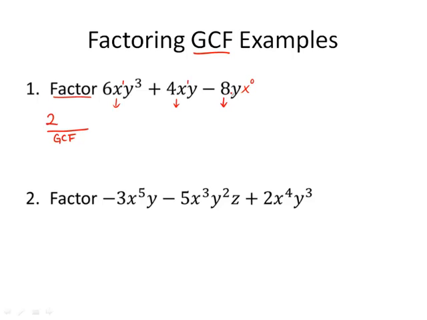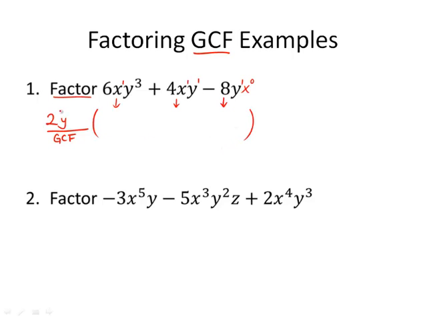Therefore, no x's are coming out into the greatest common factor because you cannot divide all three of them by x, because you'd be left with an x in the denominator, which you don't want. We want to keep these polynomials. So no x factors out. However, let's look at the y's. There's 3 y's in the first term, 1 y in the second, and 1 y in the third. So we can divide all 3 by a y. We can factor out a y. So the greatest common factor is 2y.